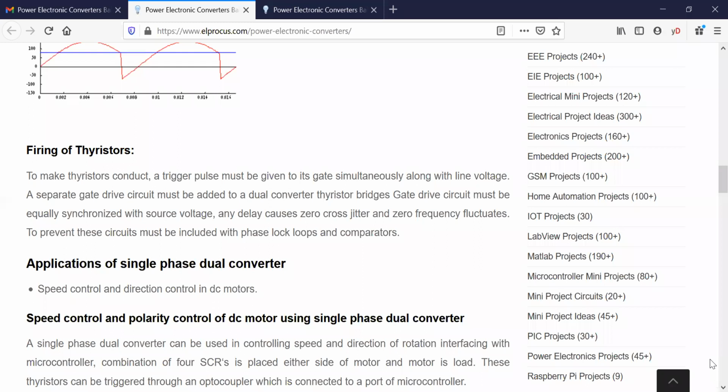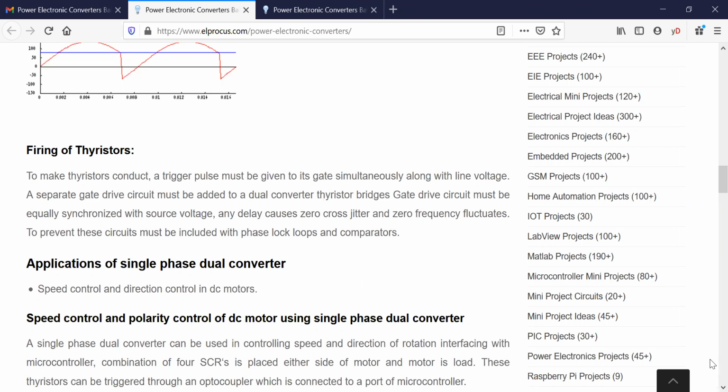Okay, to make the thyristor conduct, we are giving a trigger pulse to the gate simultaneously with the line voltage also. So a separate gate drive circuit is added to the dual converter thyristor bridges.